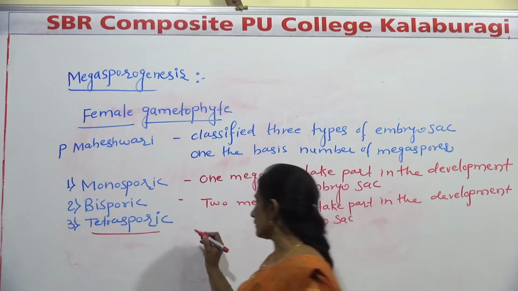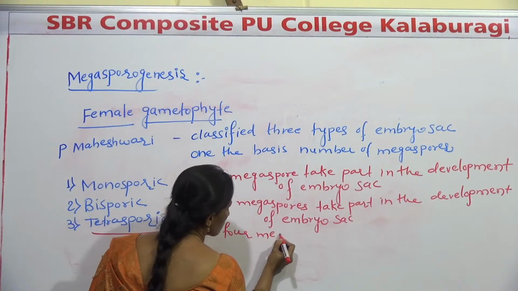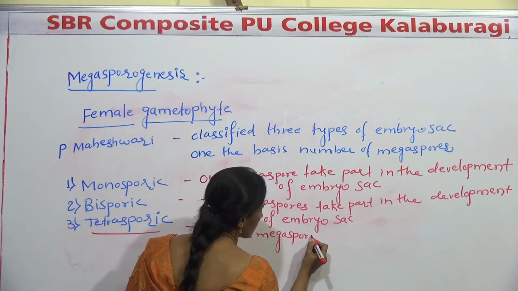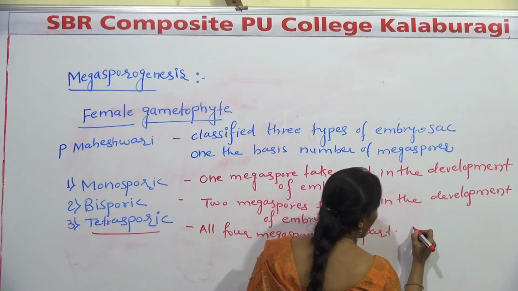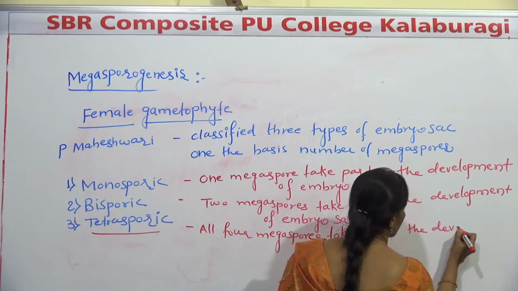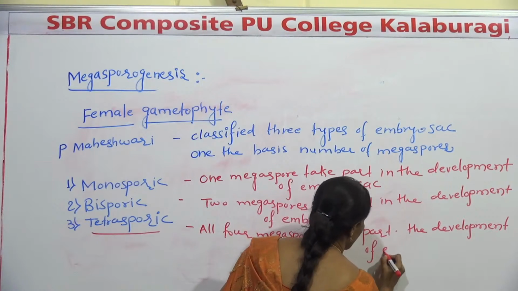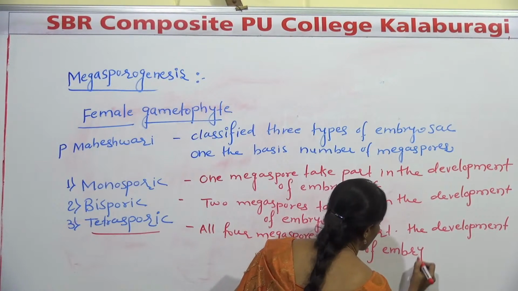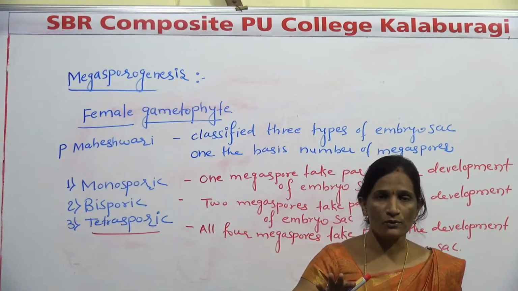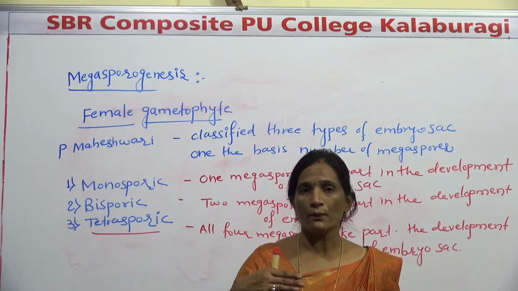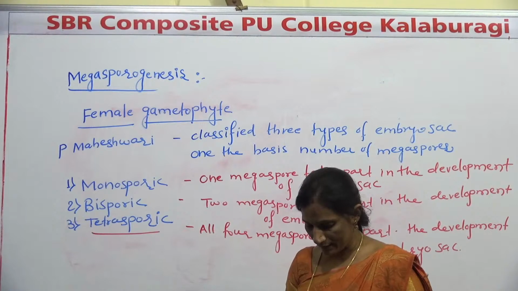Here, all four megaspores take part in the development of the embryo sac. Is it clear? So when all four megaspores take part in the development of the embryo sac, that is called the tetrasporic type of embryo sac.